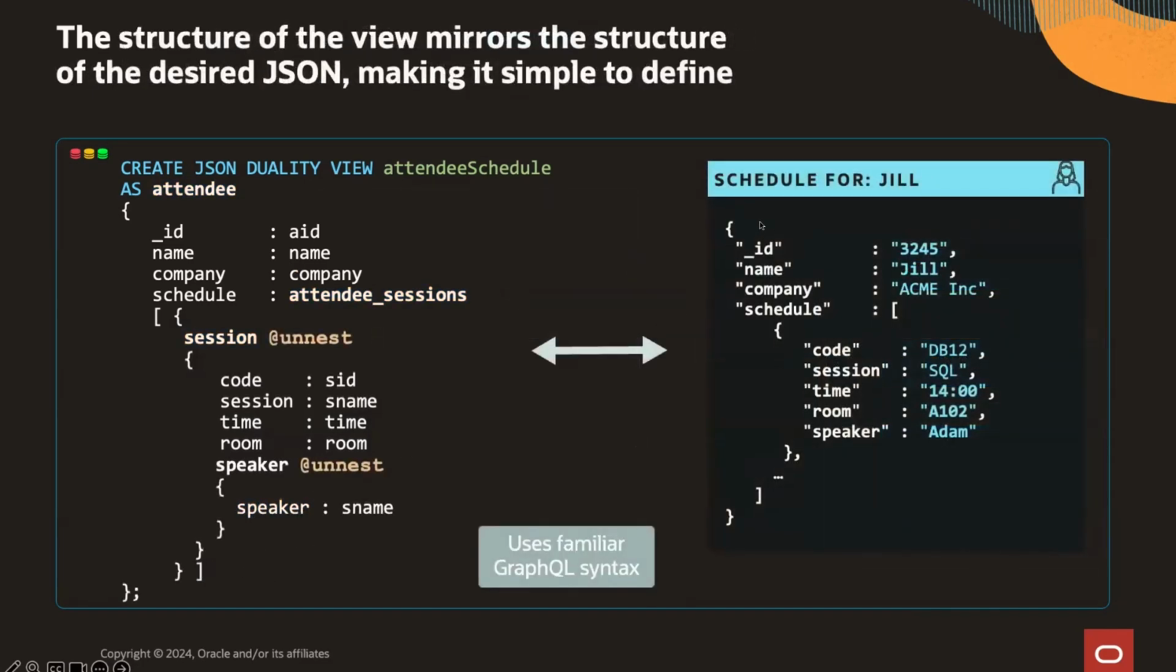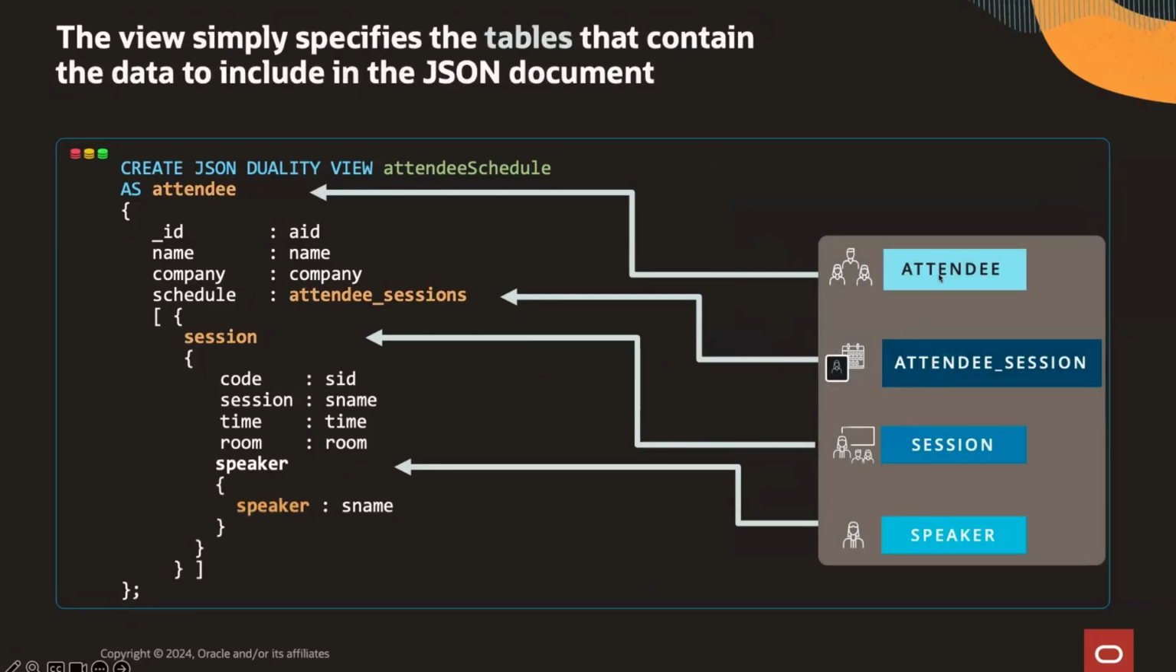want. So the example we have here is we want to build a schedule for a person. We have this underscore ID that defines the object in the collection. The collection would be the duality view. So a JSON duality view is also a collection. You have some information about that attendee, like the name and the company they work for. And then there is a schedule document, which is a nested array, which lists all the conference sessions that a person has put on their schedule, together with information about the room and the speaker. And that information is not stored as this document on disk, but instead it's mapped to these relational tables.